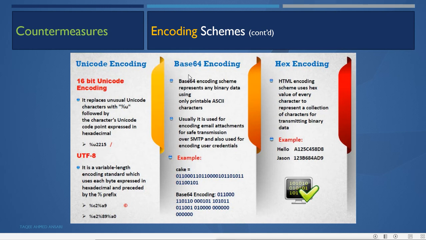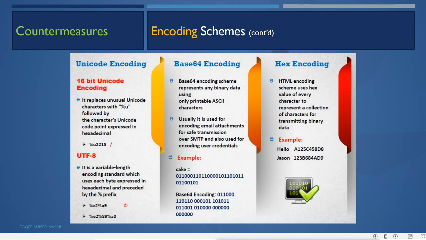Then we have base 64 encoding. This base 64 encoding scheme represents any binary data using only printable ASCII characters. Usually it is used for encoding email attachments for safe transmission over SMTP and also for encoding user credentials.